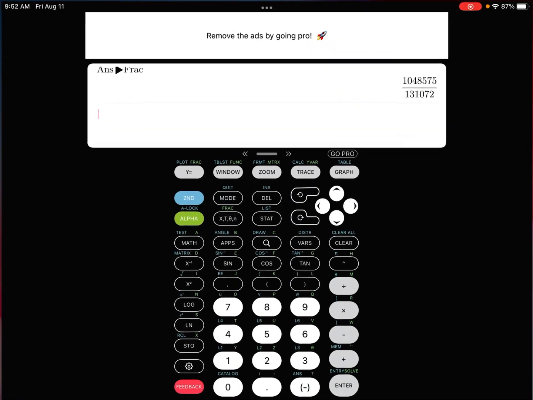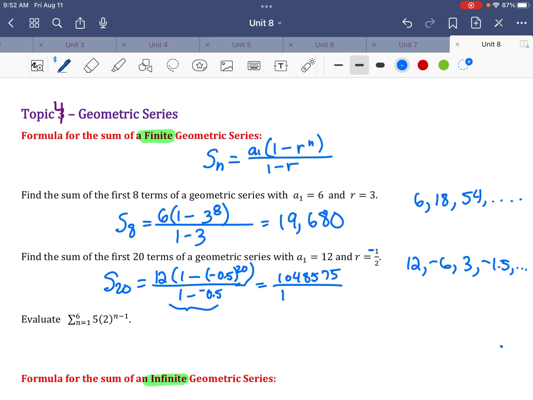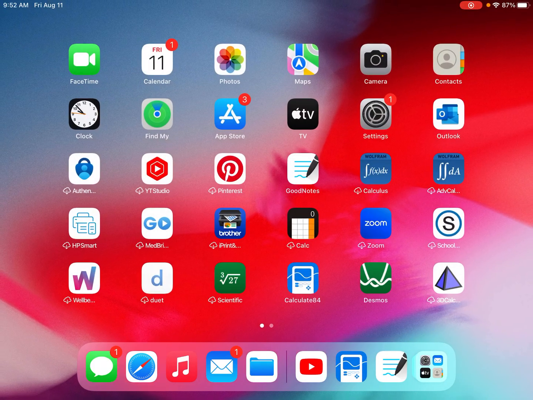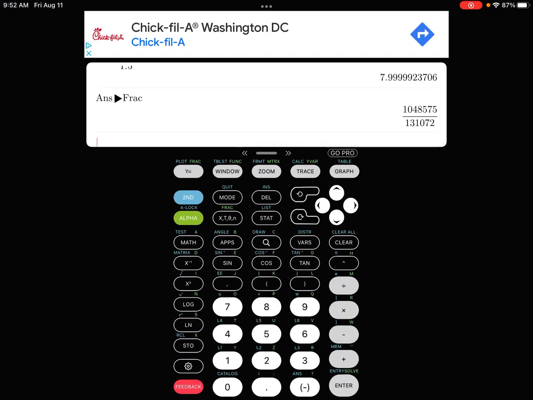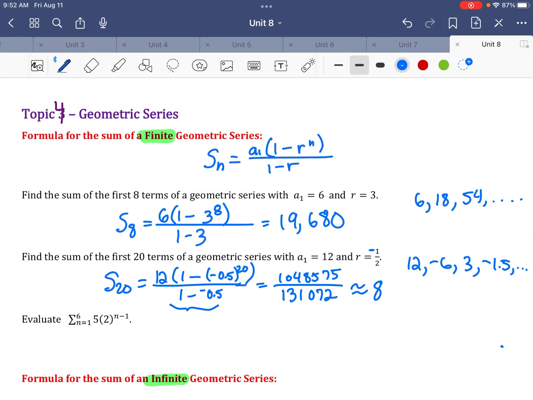All right, over 131,072. But what does that mean to everyone? Well, you can also say approximately, that's those little squiggly equal bars, and say it's approximately 8, basically. So about 8 if you had to really say. Obviously this is better, but if you wanted to say approximately 8 or 7.999 or whatever, you could say that too.